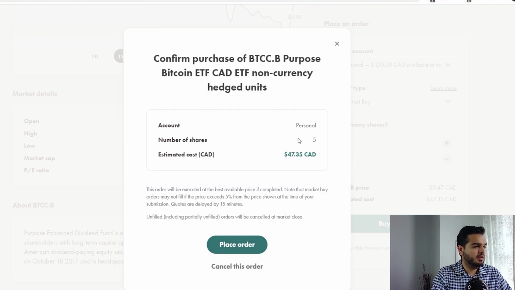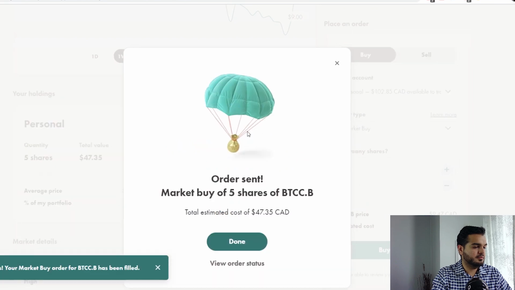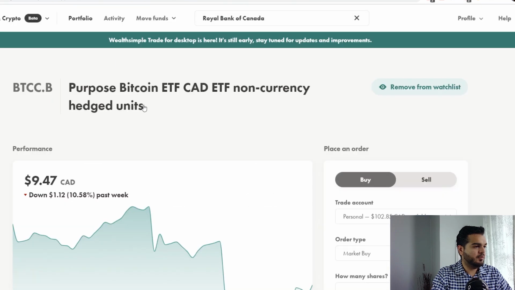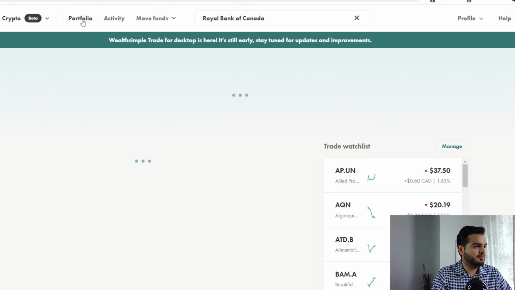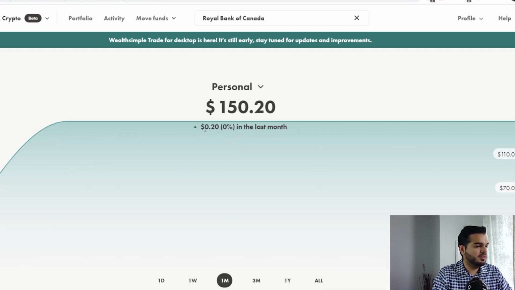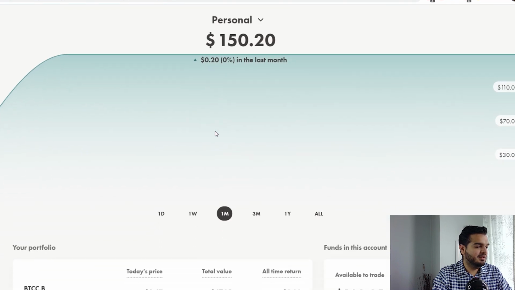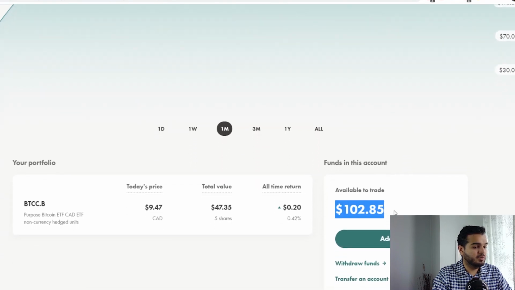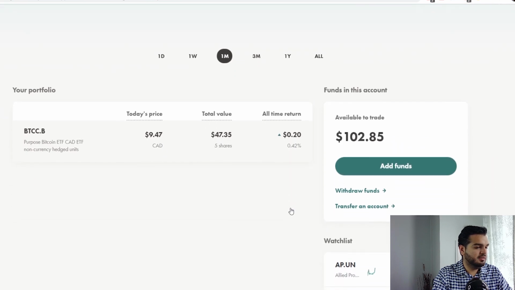I'm going to continue. Okay, 5 shares of this Bitcoin ETF at $47.35. Let's place the order. All right, success. Your market buy has been filled. Let's go back to my portfolio, and what does that look like? Already, I've seen a 20-cent increase on my investment. If I go deeper into this, what do we see right here? Okay, so I've already made 20 cents in the last 2 minutes, and I have another $102 available to trade with. And here we can see the price of the Bitcoin, my total value, and my all-time return. Pretty neat. So that's the first trade.